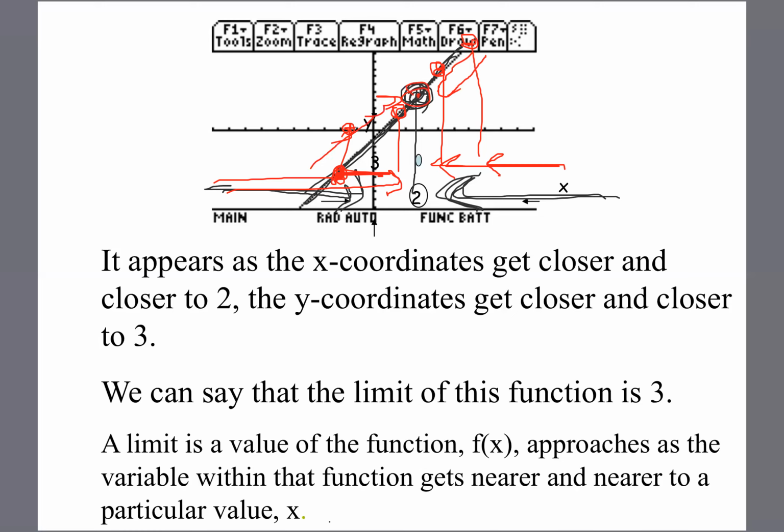So we can say that the limit of this function is equal to 3, okay? So then a limit is a value that the function f(x) approaches as the variable within that function gets nearer and nearer, closer and closer to a particular value, that is x.